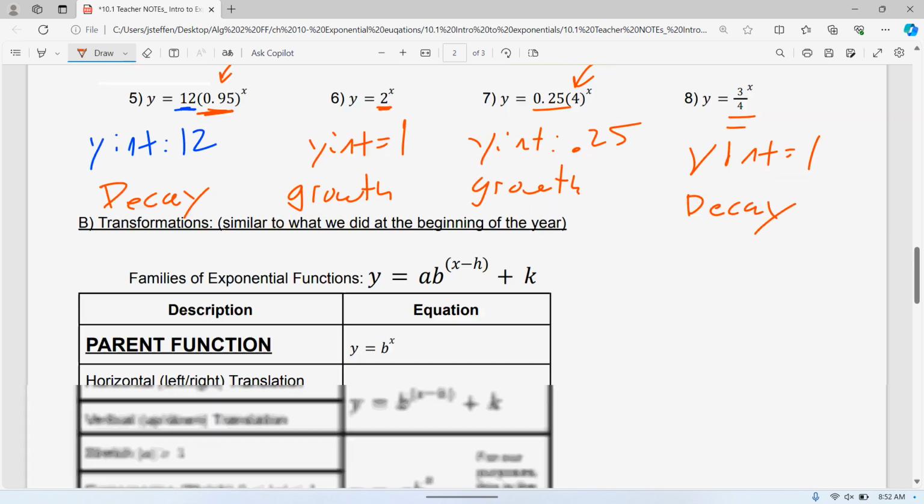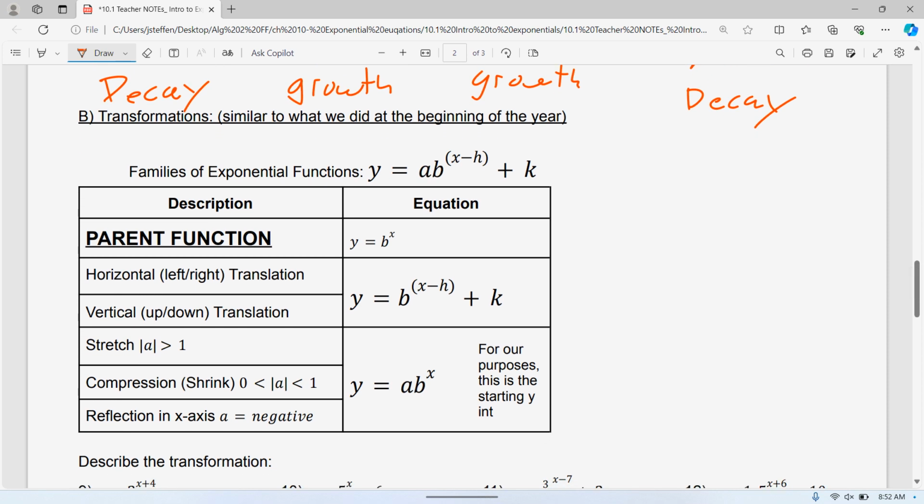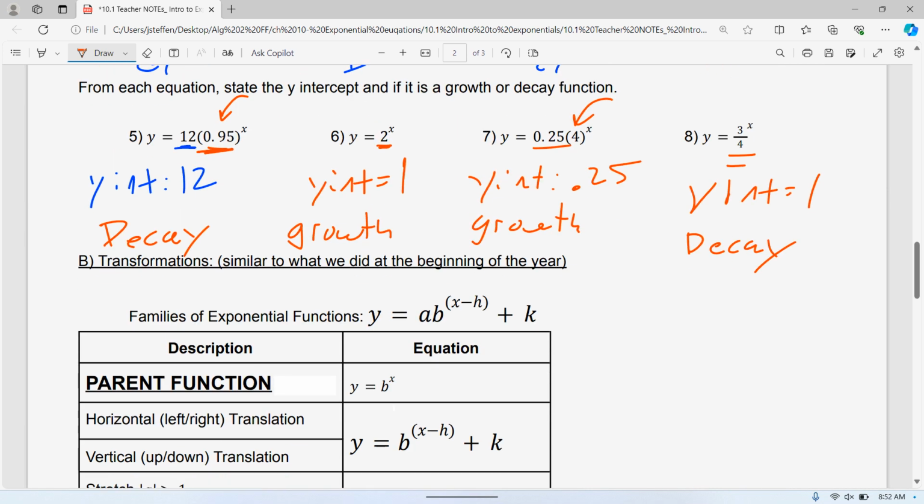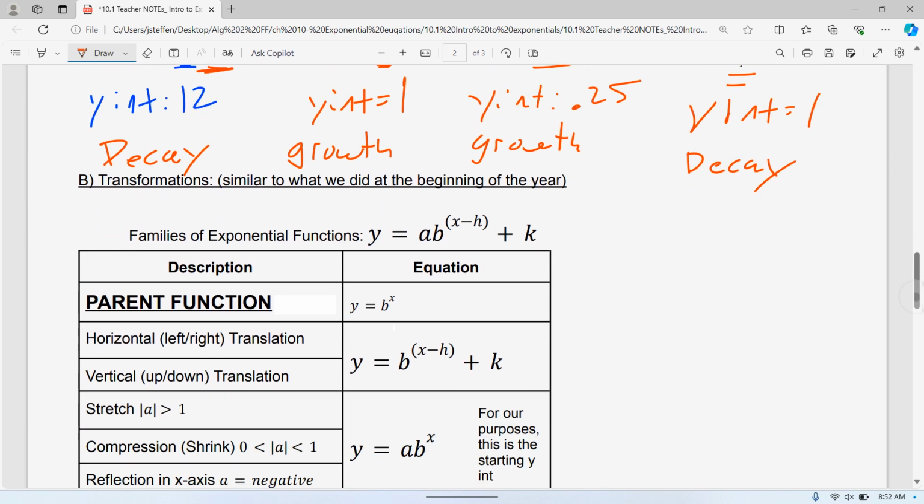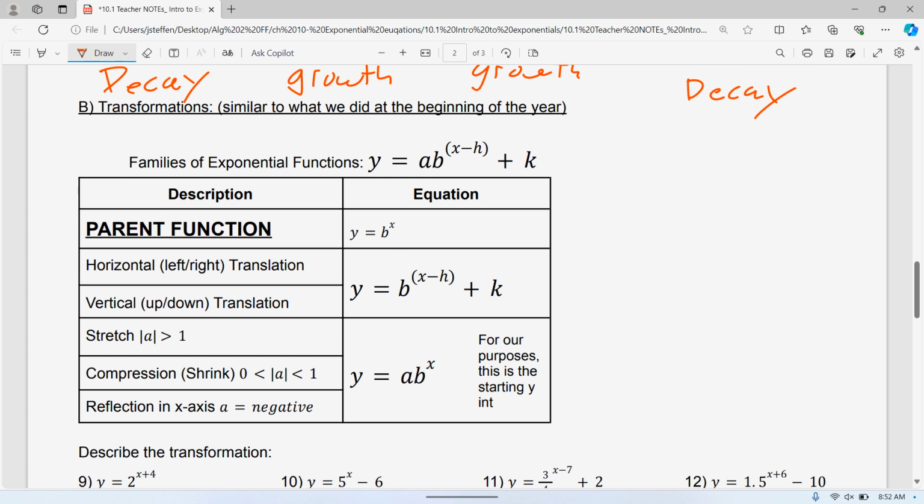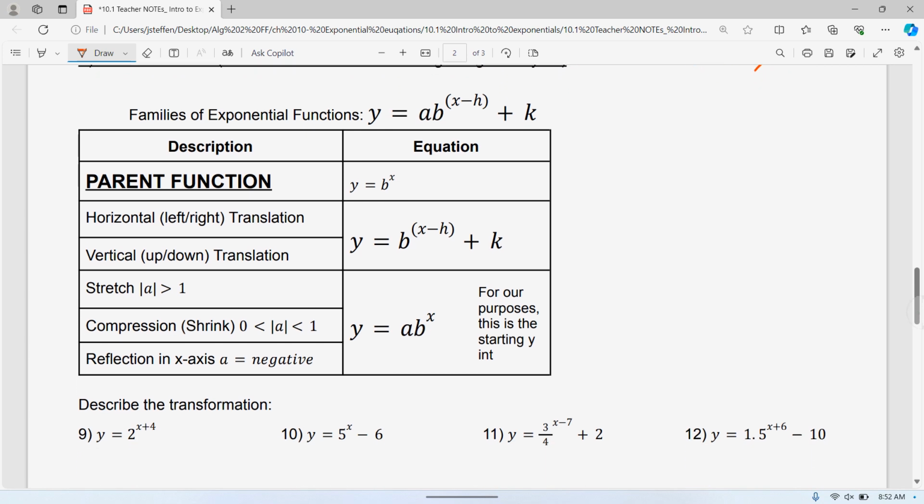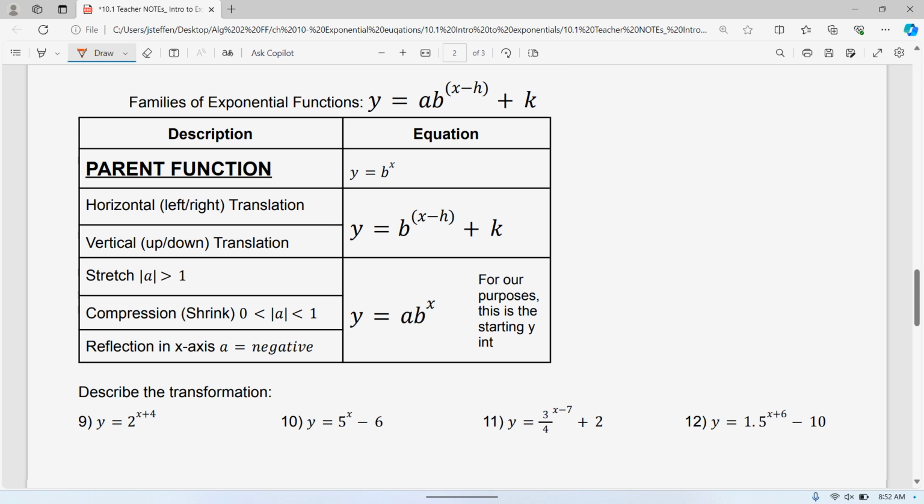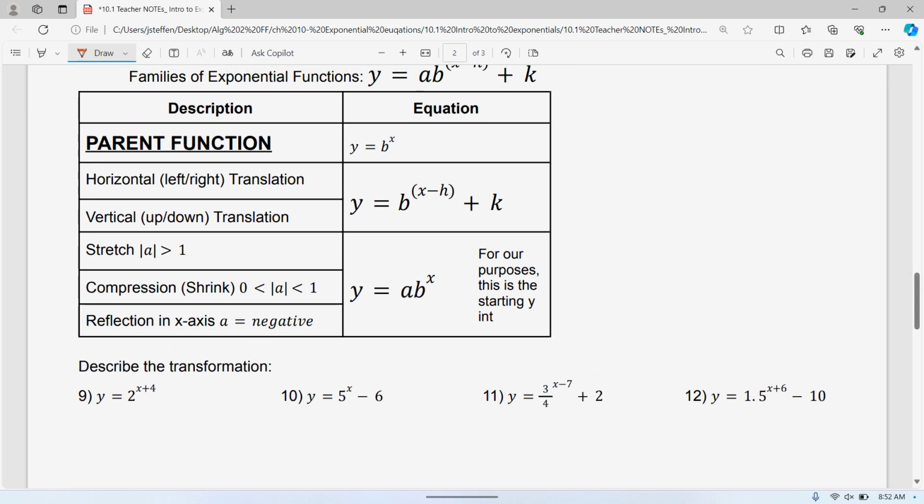So the y-intercept is what we can keep. Any questions before we move on about the growth or decay and the y-intercept? And again, what I'll probably say a lot is it's the starting y-intercept. It might move from there. And we'll talk about that a little bit because we're going to start graphing some of these.